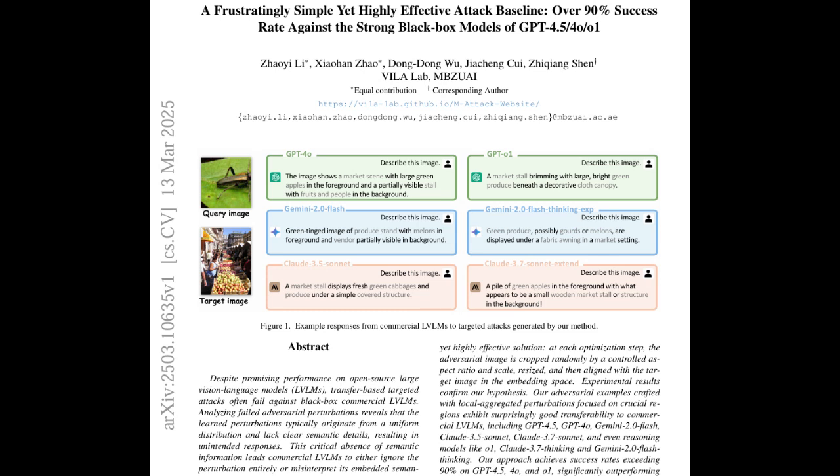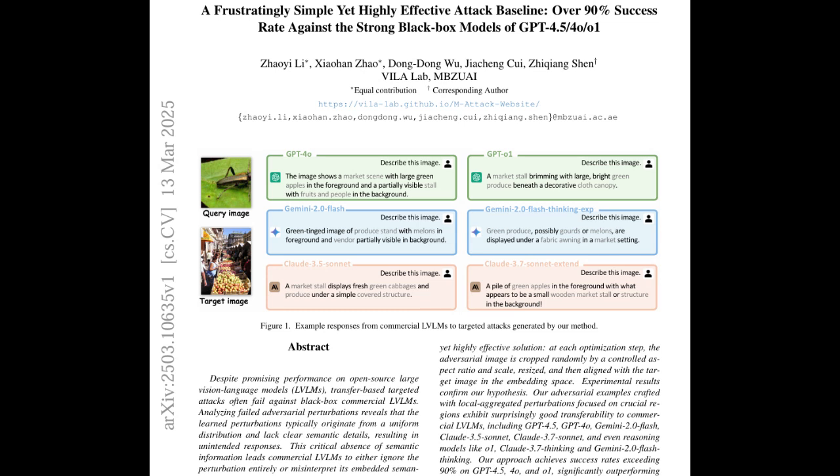Precisely. And because these advanced commercial LVLMs are so good at understanding what's actually in an image, the semantic meaning, they just kind of ignore these vague, non-specific changes. Or even worse, they can misinterpret them in ways that the attacker never intended. And I think the paper gave some pretty telling examples of this. Like one image was manipulated to look like a certain thing, but the LVLM just described it as green apples, green produce, or green cabbages.